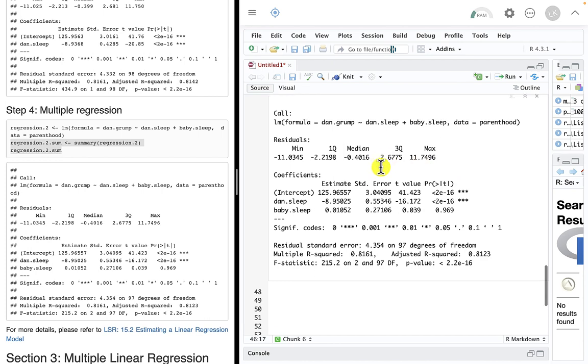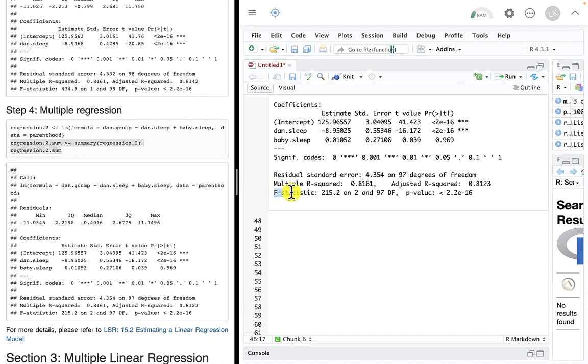Okay, let's keep going. And I want to come down here to this F statistic. You can see the F statistic tests whether or not both the coefficient on Dan's sleep and the coefficient on baby sleep, basically all of the coefficients in the model except the intercept, we leave that one off, are they all simultaneously equal to zero? Are they both equal to zero? And we handily reject that conclusion.